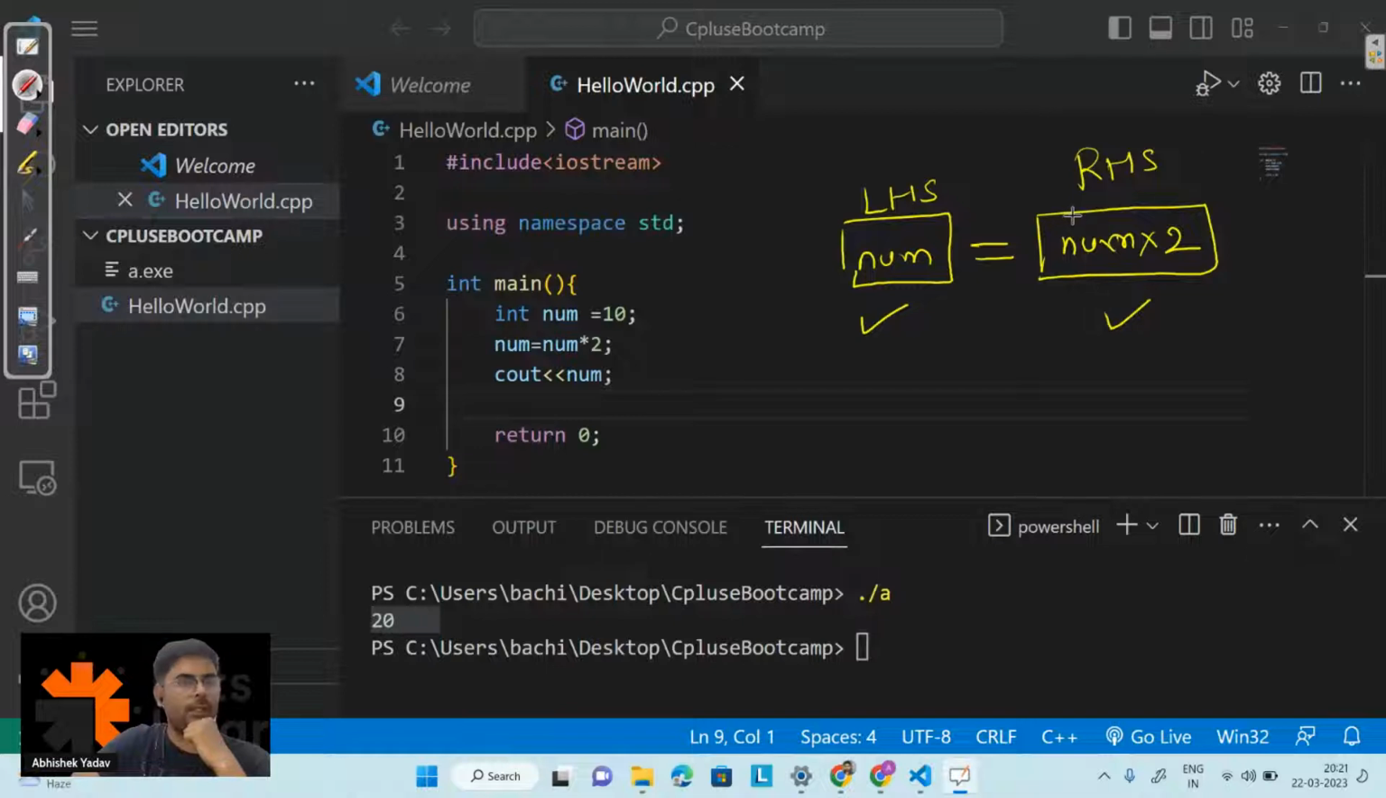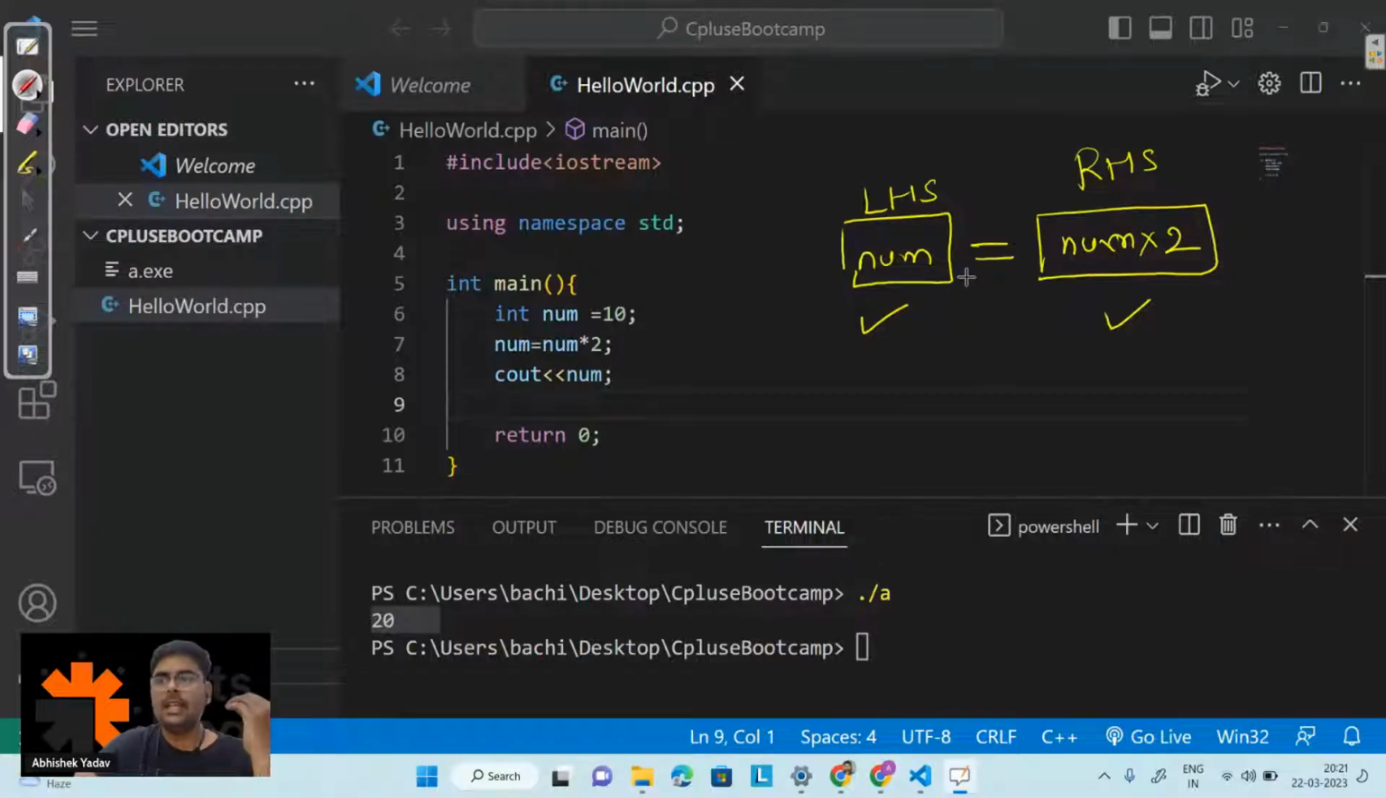Yeah, the answer is 20. So my question is clear, right? Which part will get executed first? Okay, yeah, left. So some of you are saying left and some of you are saying right.